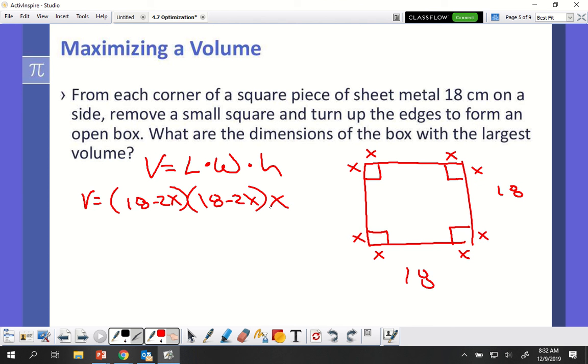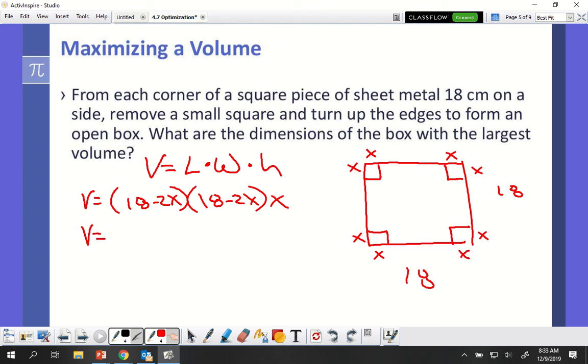Because when we go back to my little piece of paper that I made right here, whatever I cut off, the x, it actually goes up right there. All right, so now that we have this, let's do some distribution because I'm trying to maximize this, right? The dimensions of the box with the largest volume. I want a maximum of this, so I want the derivative equal to 0. So let's go ahead and do my distribution.